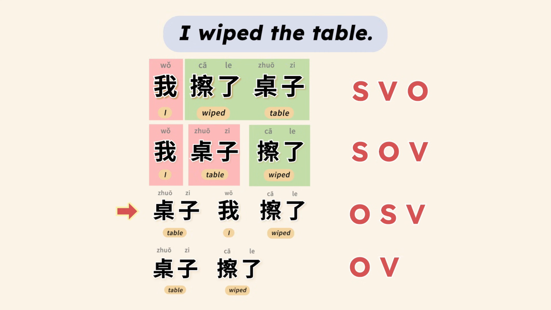Next, 桌子我擦了 table I wiped. This sentence can be used in a context like after a party where you and a friend are cleaning. If your friend is about to wipe a table you have already cleaned, you can say to them, 桌子我擦了. Here, 桌子, the table, is the topic being discussed, so it comes at the beginning of the sentence. While 我擦了 I wiped follows to provide new information about it.